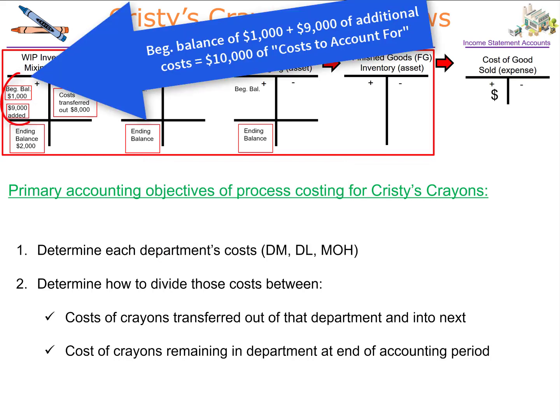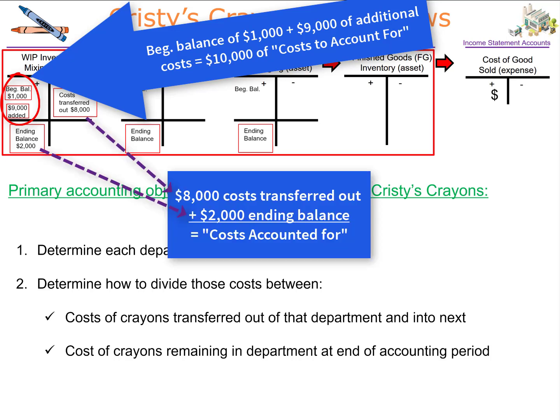It's important to understand that the $1,000 of beginning balance and the $9,000 of additional costs added together are called costs to account for. And the ending balance of $2,000 and $8,000 transferred out added together are called costs accounted for.